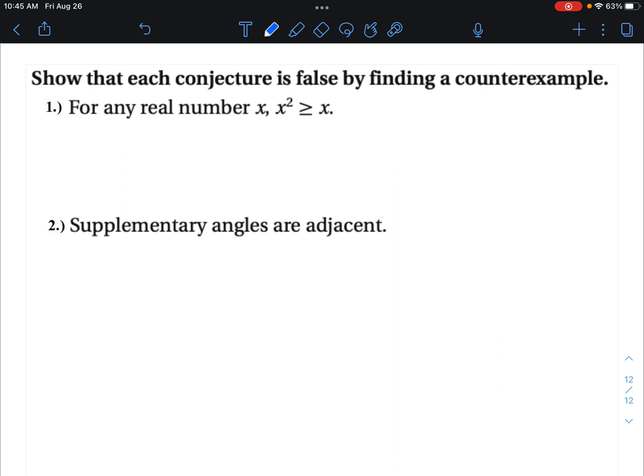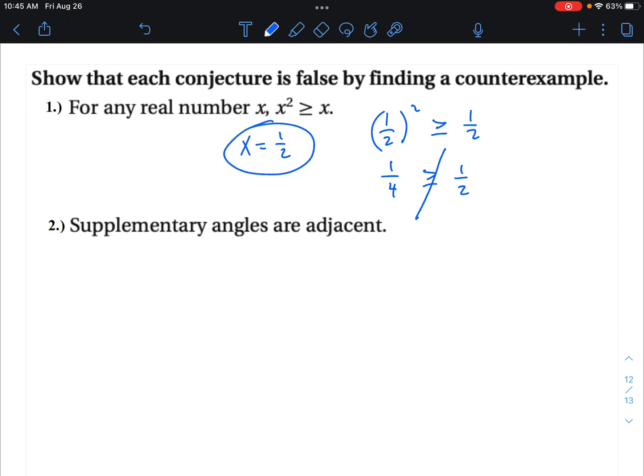So could you find a counterexample? And my counterexample would be, what if x is 1/2? Then 1/2 squared would be 1/4. And is that greater than or equal to 1/2? No. That is false. So that would be my counterexample. What if x was 1/2? That would make that statement false, because we would have a real number, true, but we would have a conclusion, false.